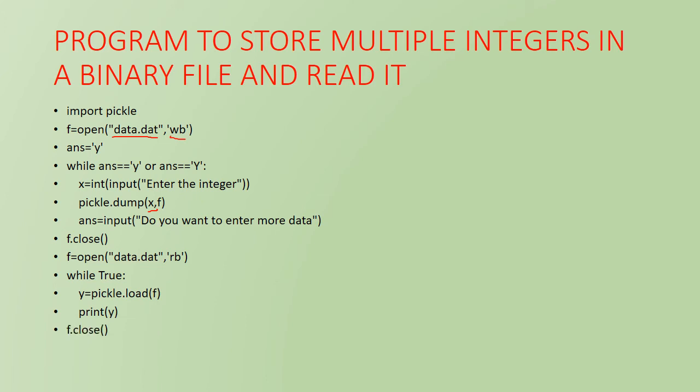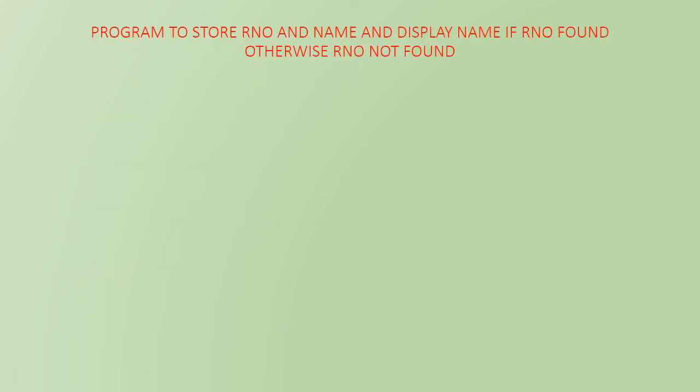F.close. This is the way we are doing it. Here we are going to discuss another program, to store the roll number and the name, and display the name if the roll number is found, otherwise display that the roll number is not found. This is also a binary file, so we are using the dump and load methods, so we need to use import pickle.